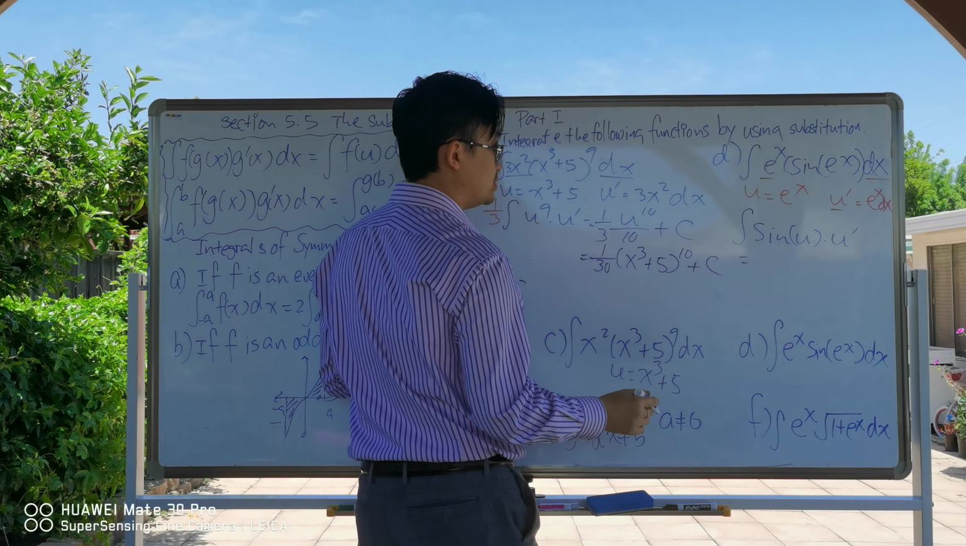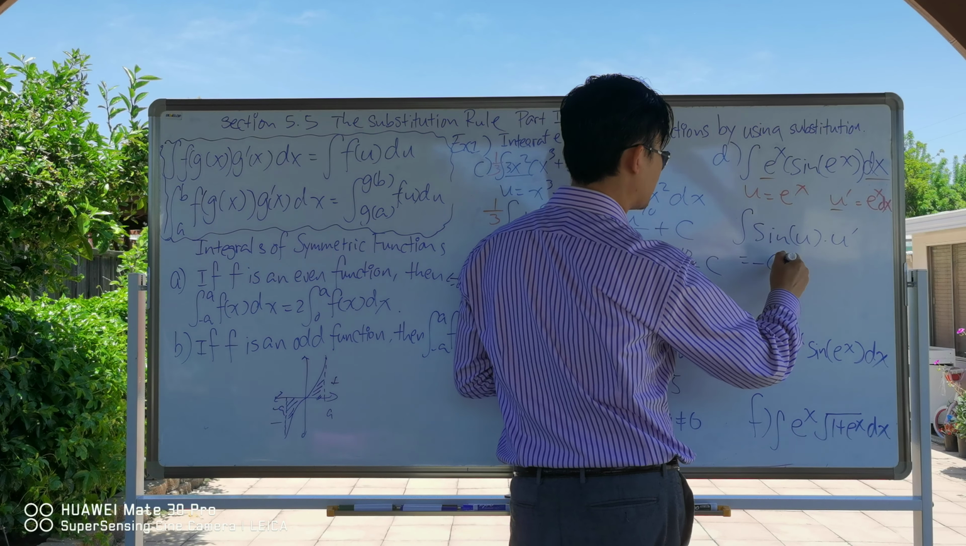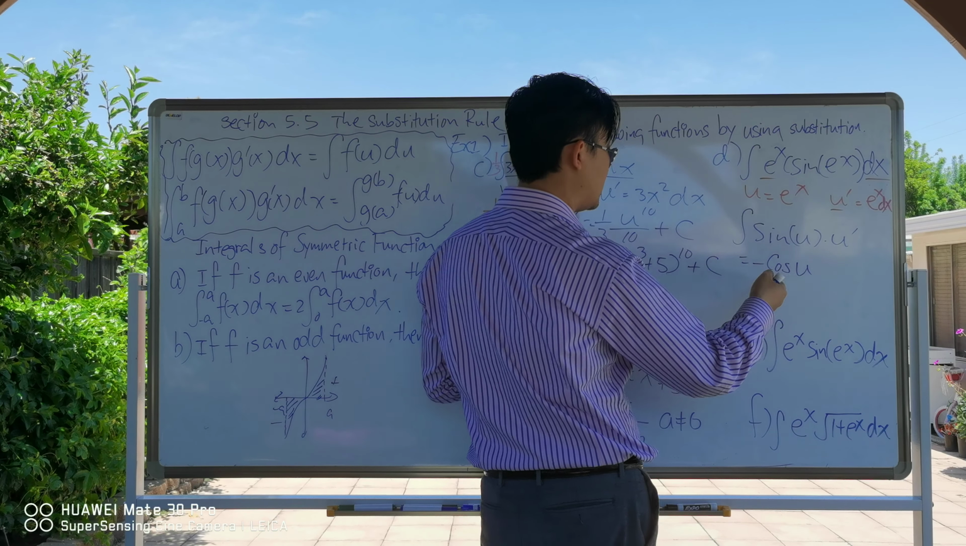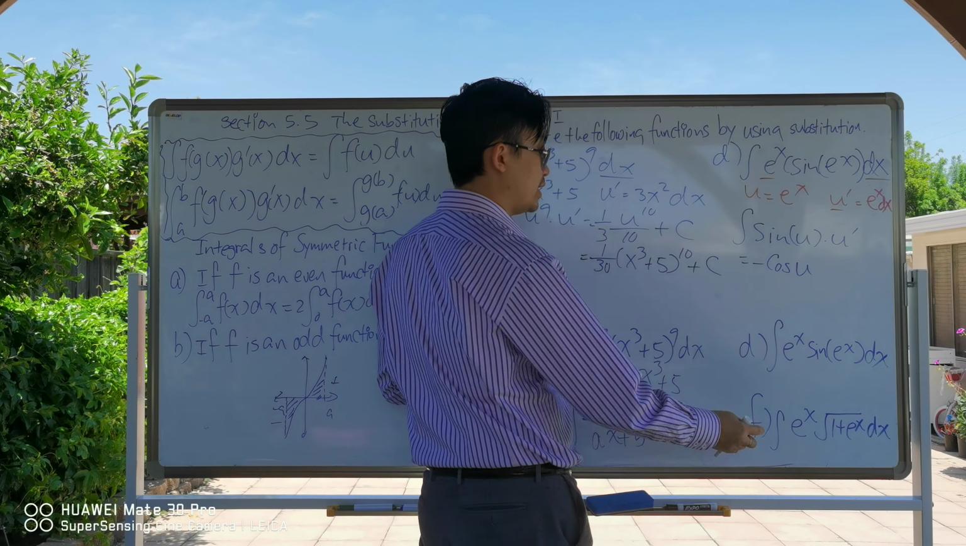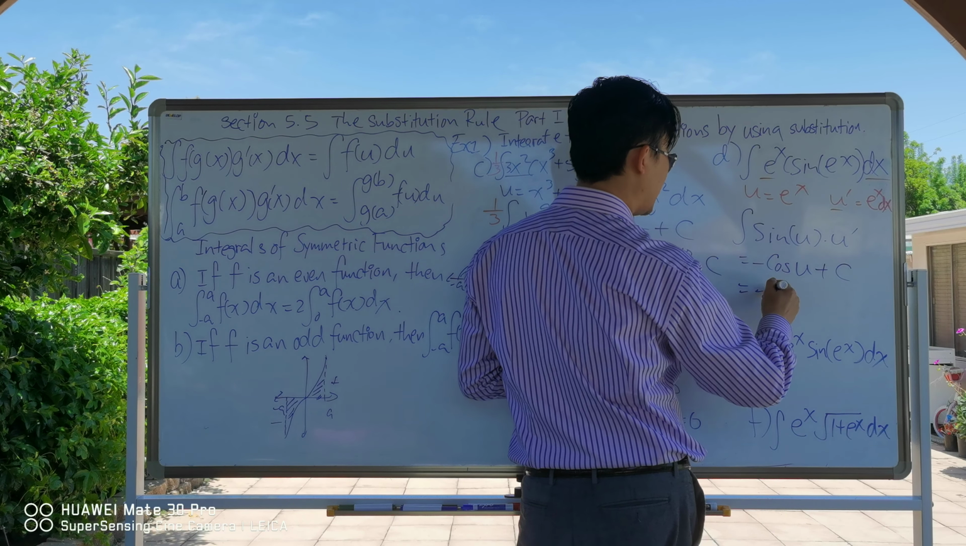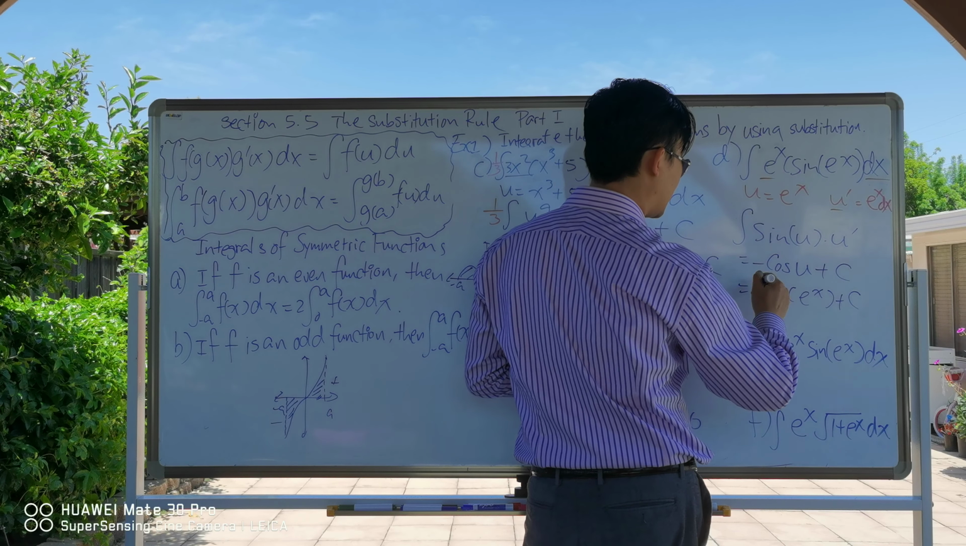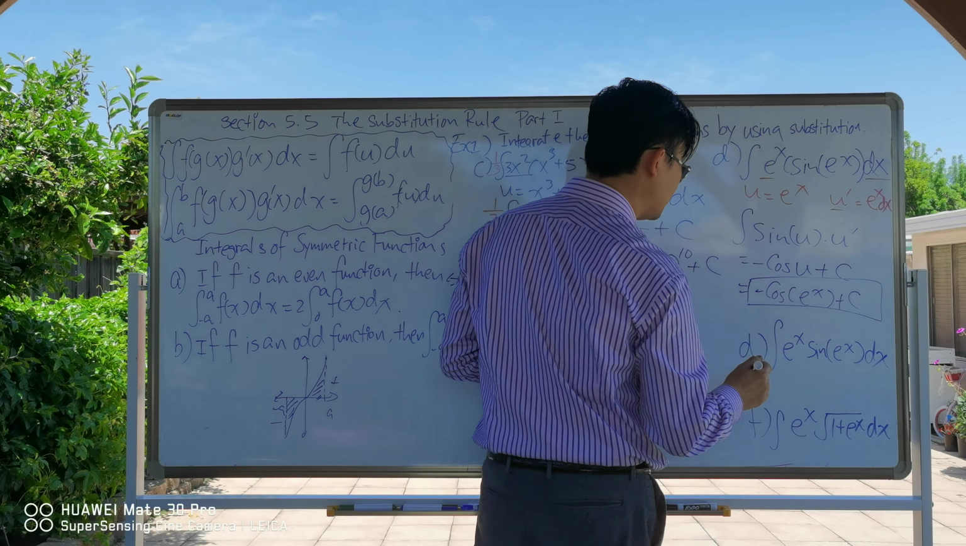The integral of sine of u is cosine of u. Well, actually, it's negative cosine of u, because the derivative of cosine of u is negative sine u. Then negative, negative, positive, and then plus constant c. So negative cosine of e to the power of x plus c. Again, the final step, you want to unsubstitute u.